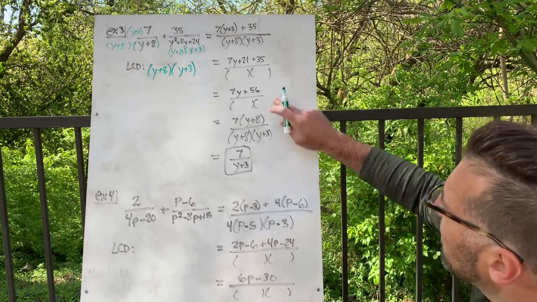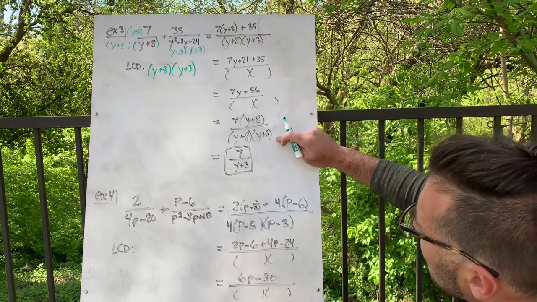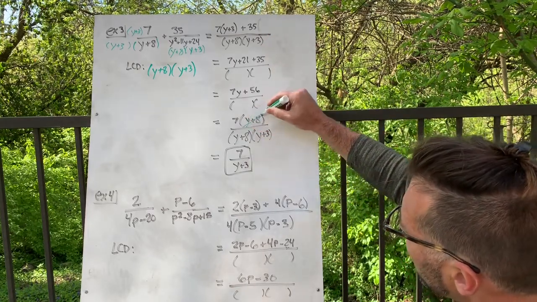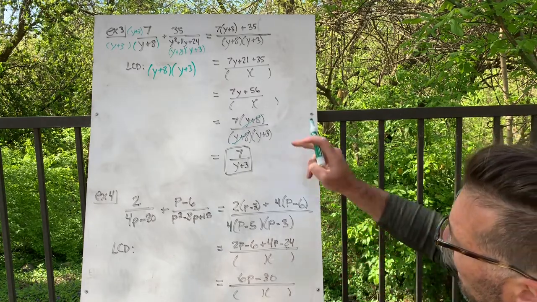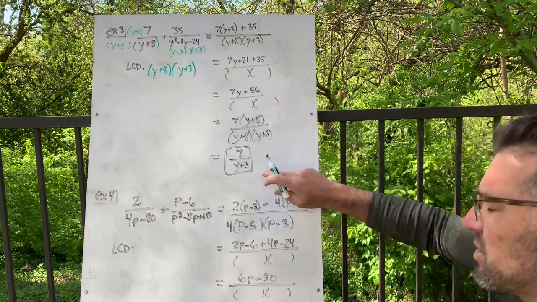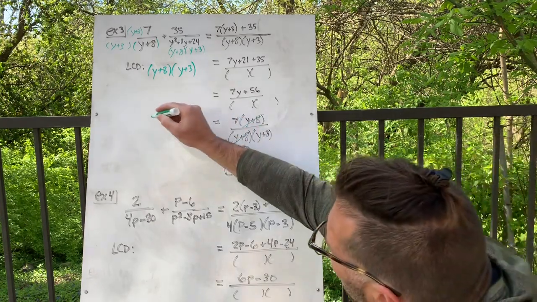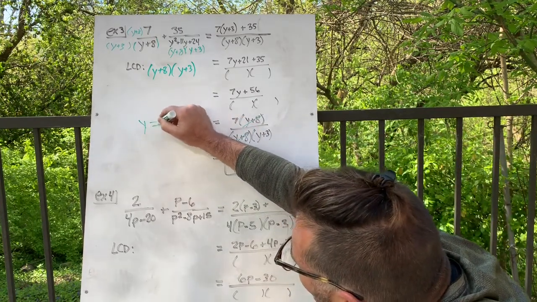Now I just wrote my LCD here. Okay, now they have a common factor of y plus 8. Now I can cancel that. And so what's left? 7 over y plus 3. That's my final answer. Let's talk about the exclusions real quick.